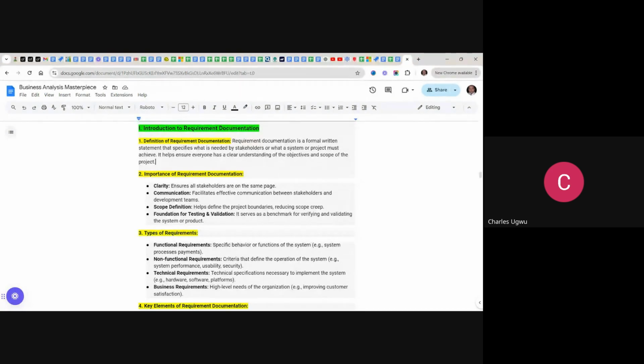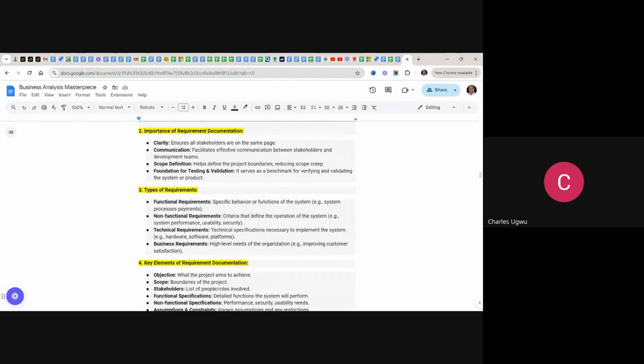Then we have different types of requirement documentation, or types of requirements. We have functional requirements and non-functional requirements. We have technical requirements and business requirements. We already captured that, but we need to elaborate on this here. Functional requirements specify behaviors or functions of the system. Example: the system processes payment. So this is how the system behaves.